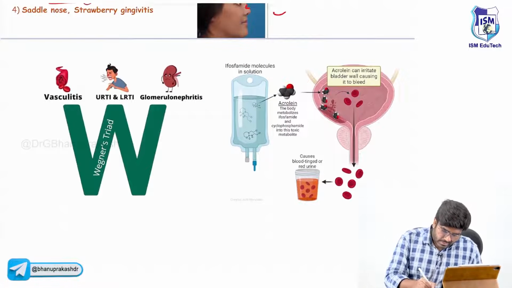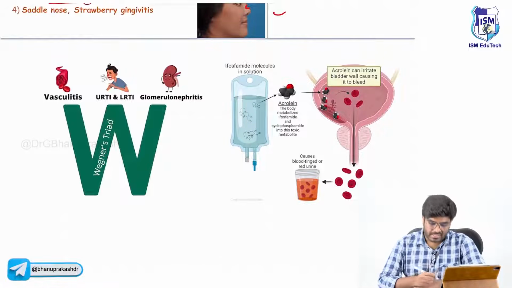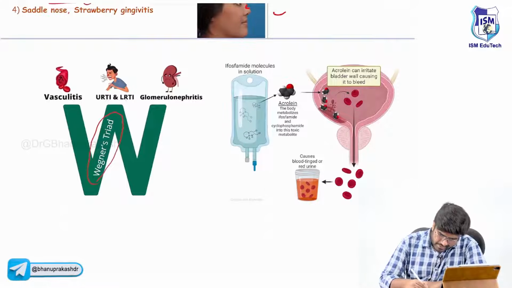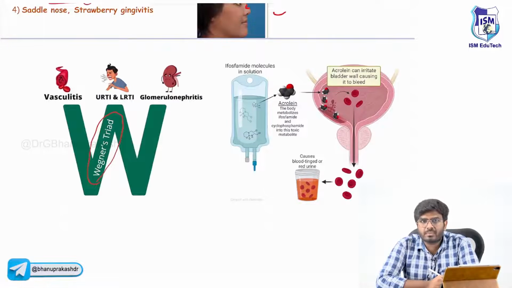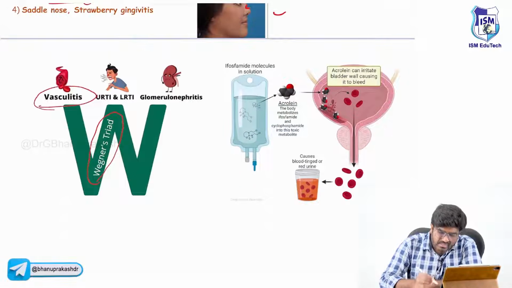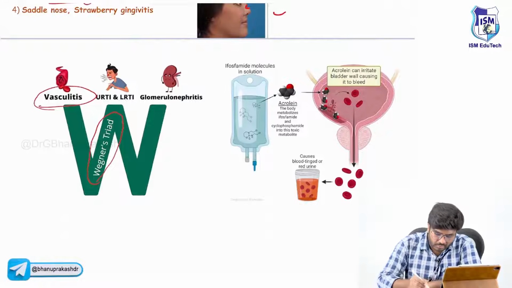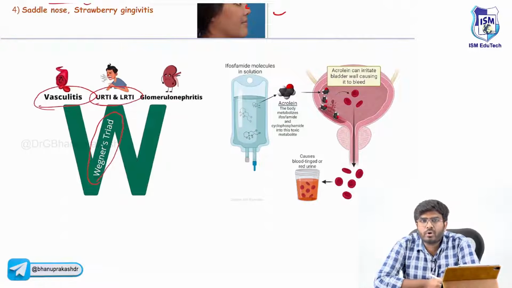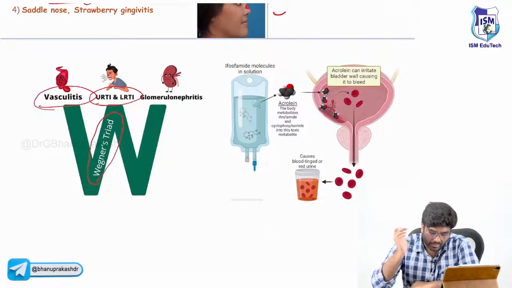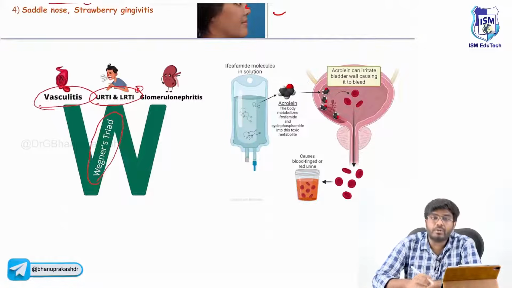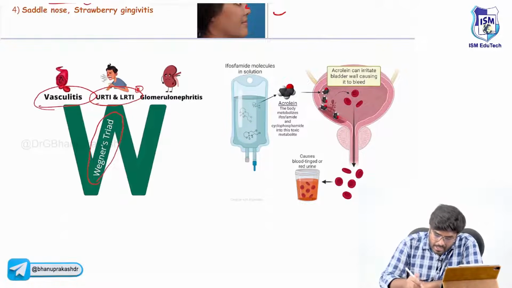So in one of the PG exams, this question was asked: what is the Wegener's triad? In Wegener's granulomatosis, there is a triad of symptoms. What are they? Yes, small vessel vasculitis is there, true. Upper and lower respiratory tract infections can be there. The upper respiratory tract involvement is chronic sinusitis, and lower respiratory tract involvement can lead to hemoptysis and glomerulonephritis.